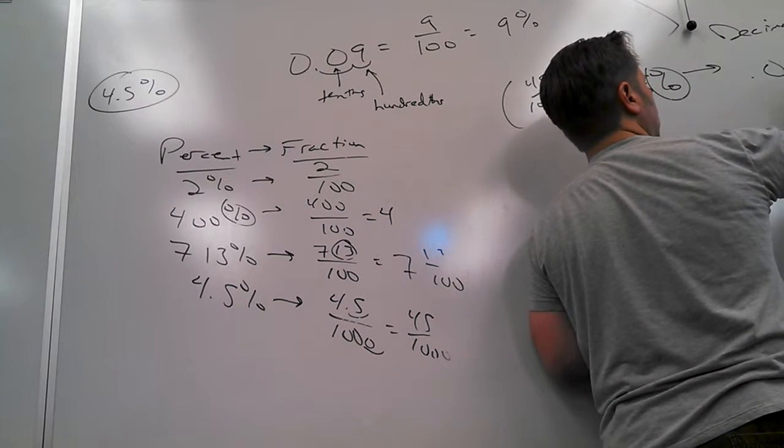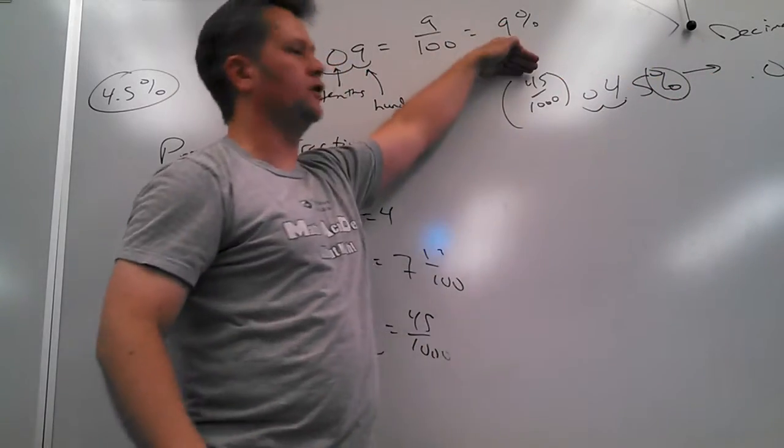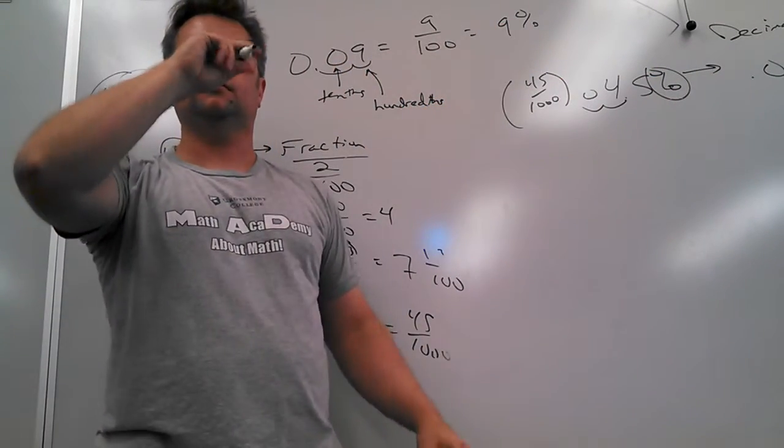Now what place is this in? Tenths, hundredths, thousandths. There you go. So that's why it's 45 thousandths. It's a whole other reason why. I like it.